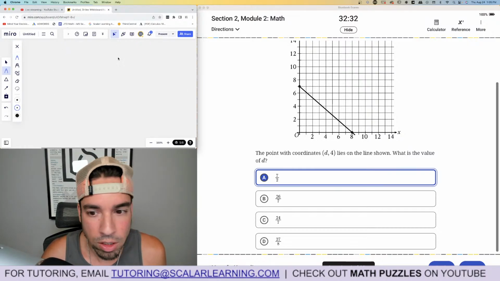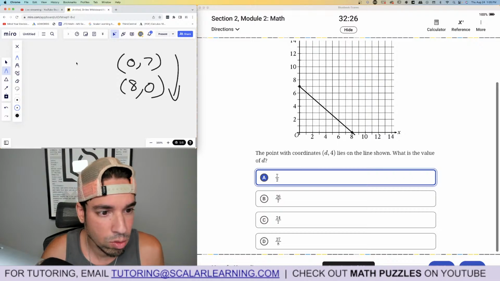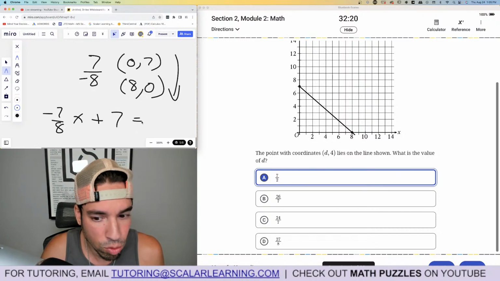Okay. I got 2 points. I got (0, 7) and (8, 0). Subtract down, we get a slope of 7 over negative 8. So negative 7/8 X plus 7. That's the equation of this.